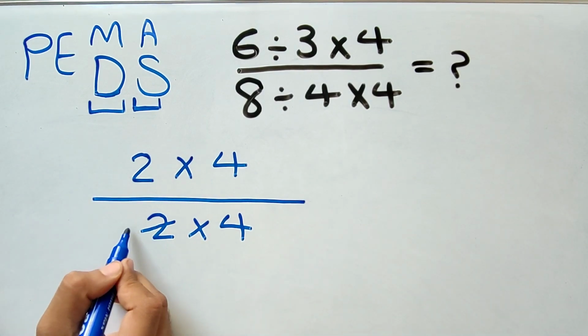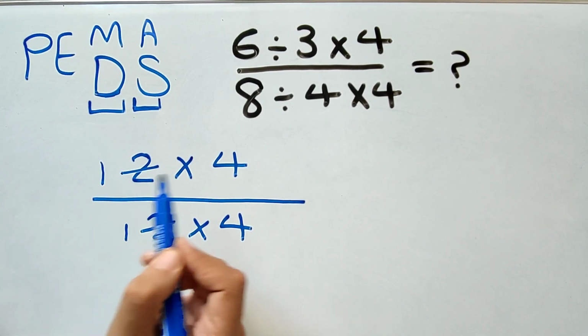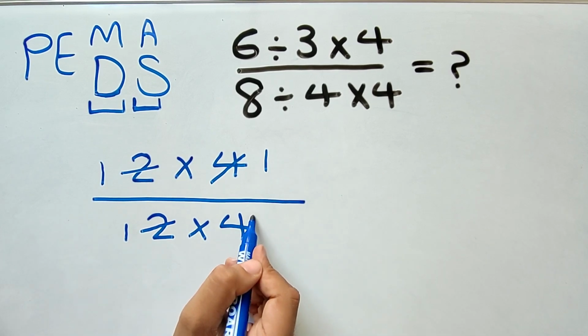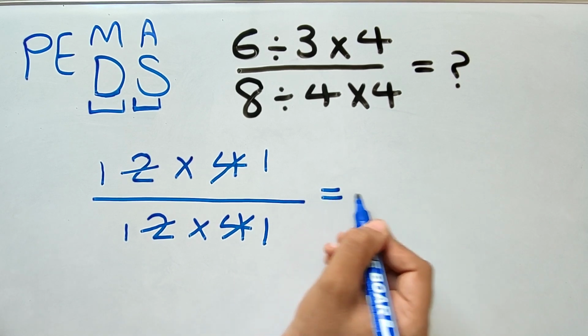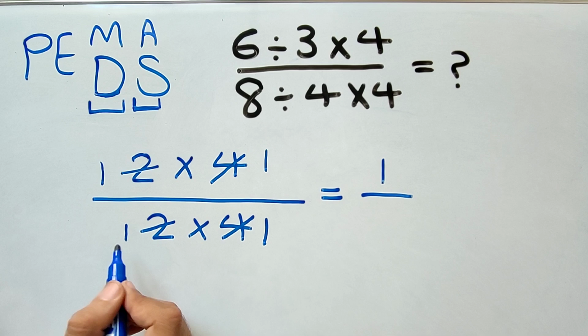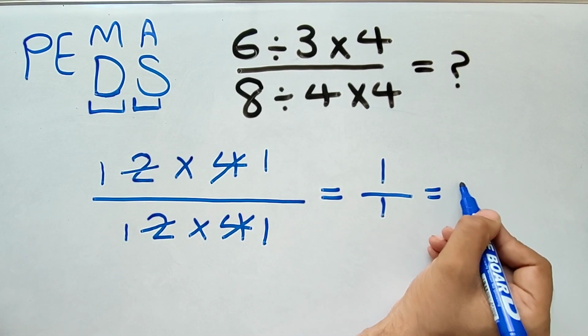2 divided by 2 gives us 1, and 2 divided by 2 gives us 1. 4 divided by 4 gives us 1, and this 4 divided by 4 gives us 1. And now we have 1 times 1 gives us 1, and 1 times 1 gives us 1. The final answer is 1.